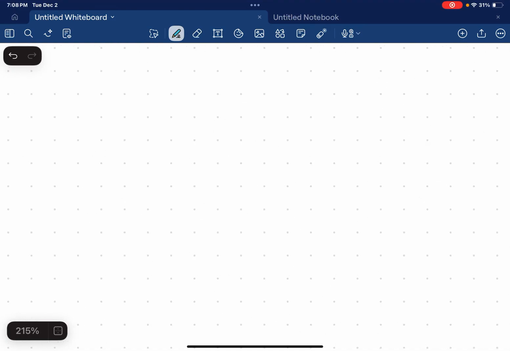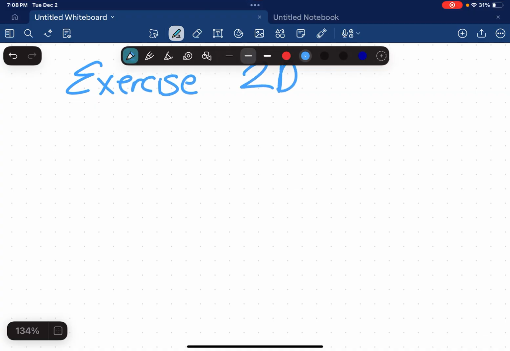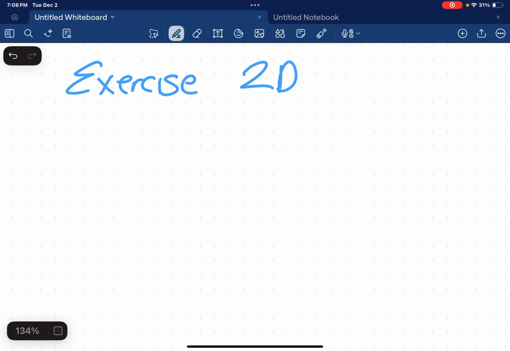Well, welcome back, everyone. And today we are doing exercise 2D. Once again, this exercise is super short, so I'm in a good mood today. We're switching to a darker color since my eyes are starting to hurt.